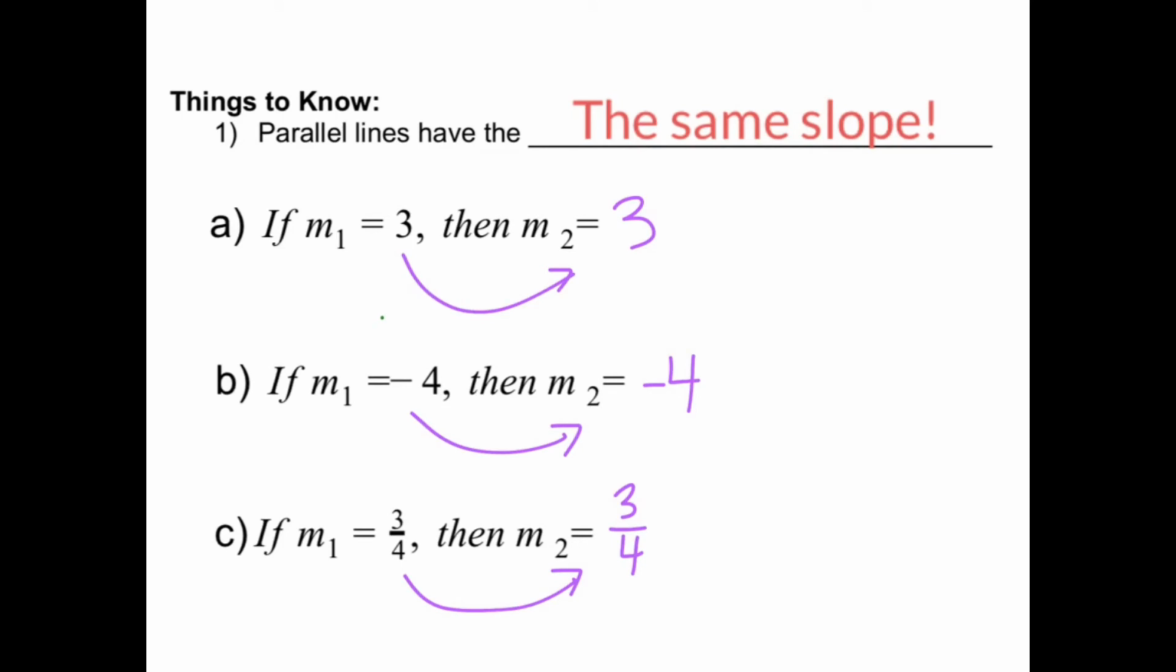So as far as answering these questions, if the slope of line 1, again using these little subscripts here to label the slope of the first line, is equal to 3, then the slope of the second line, if it's parallel to it, is also 3. If the slope of the first line is -4, the slope of the second line is also -4. If the slope of the first line is 3/4, then the slope of the line parallel to that is also 3/4.